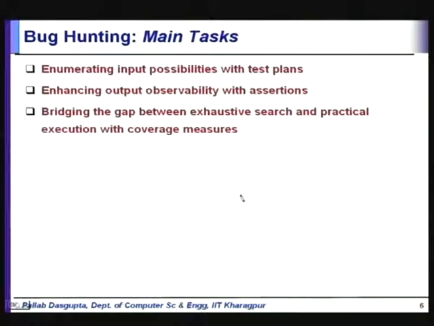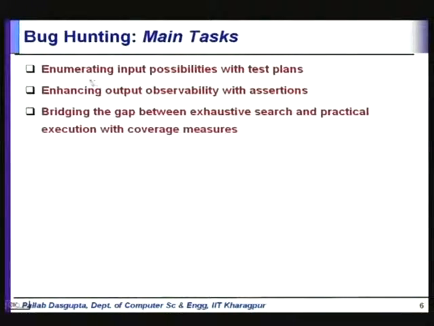Now, these are the main tasks that we have for bug hunting. Bug hunting is what we are doing, right. We have the design, we have the RTL of the design, we want to write tests to hunt for bugs, right. So, the main tasks are enumerating input possibilities with test plans. We will first write down what are the things that we want to test. We want to enhance the output observability with assertions, and we want to bridge the gap between exhaustive search and practical execution with coverage measures. We know we cannot simulate everything, so coverage measures are going to tell us what we have simulated, what we have covered, what is our degree of confidence in the simulation, right.